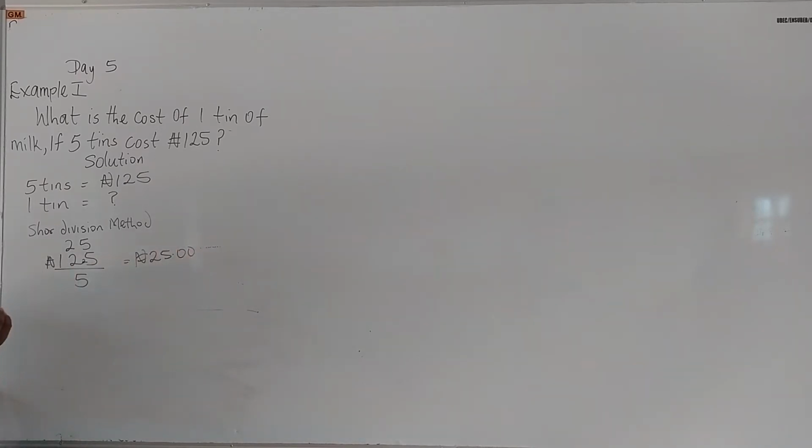You can change it to kobo. If you want to change it to kobo, just remove the point, remove the naira, and put your kobo at the right hand. To kobo, 2500 kobo. Okay, let's solve it using the long division method.